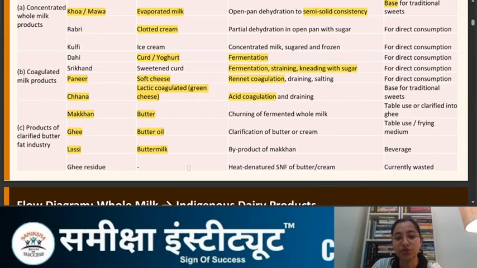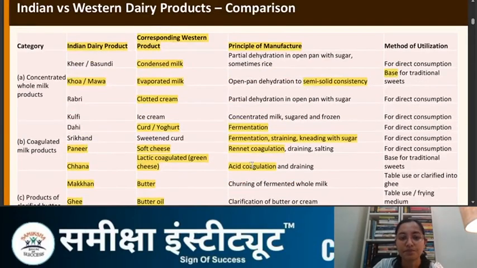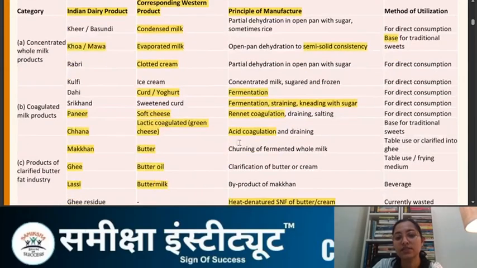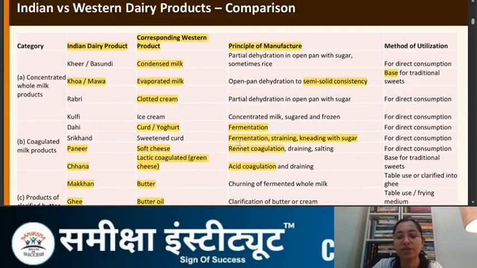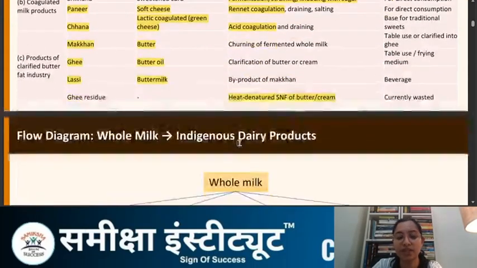Next is the ghee residue. In case of ghee residue, it is the one which is obtained as a byproduct of ghee formation. So it is the heat denatured SNF. This is also important. It is basically the heat denatured SNF portion, because ghee is basically the fat component, and the one which gets denatured, which gets removed, that is the ghee residue. So you have to cram this as much as you can, because this is very important. This table is very, very important. I am again reiterating, this portion is very important.